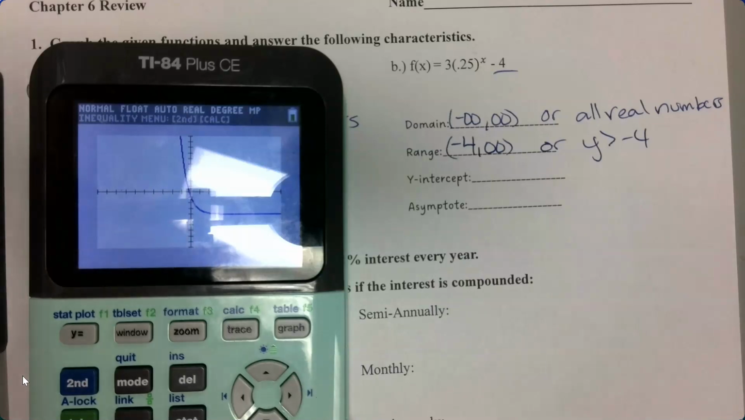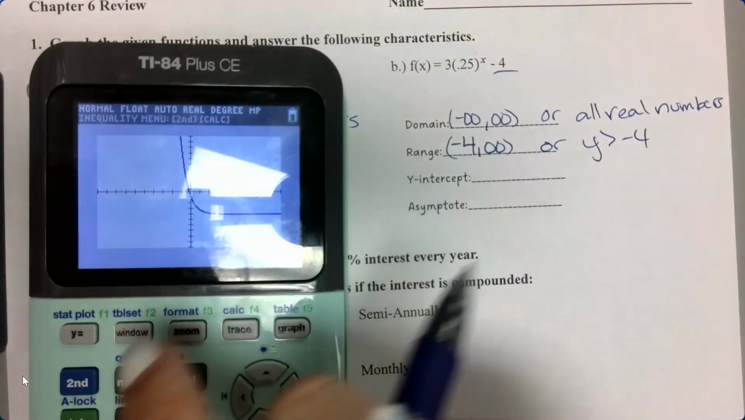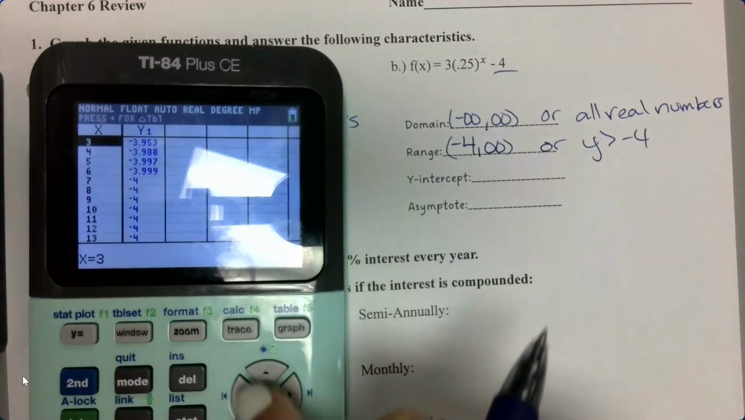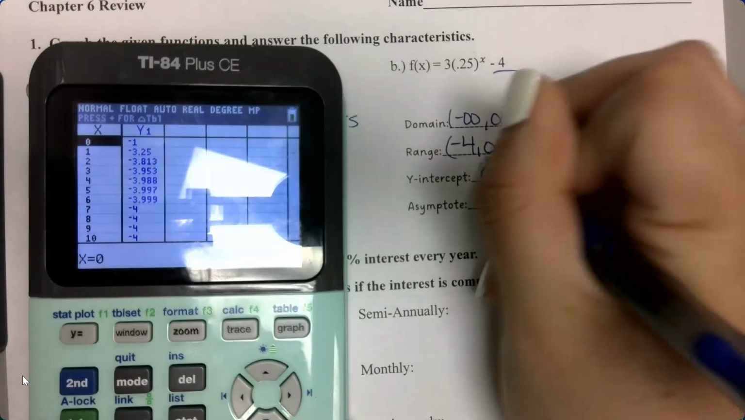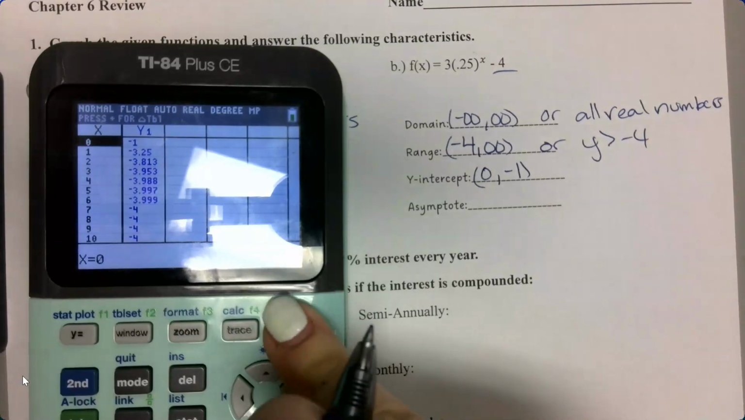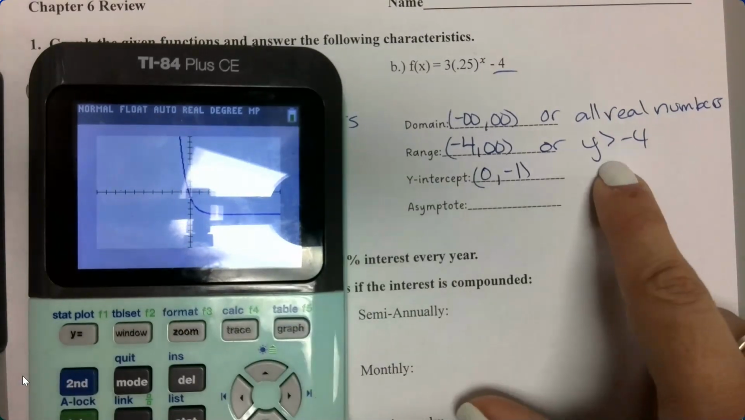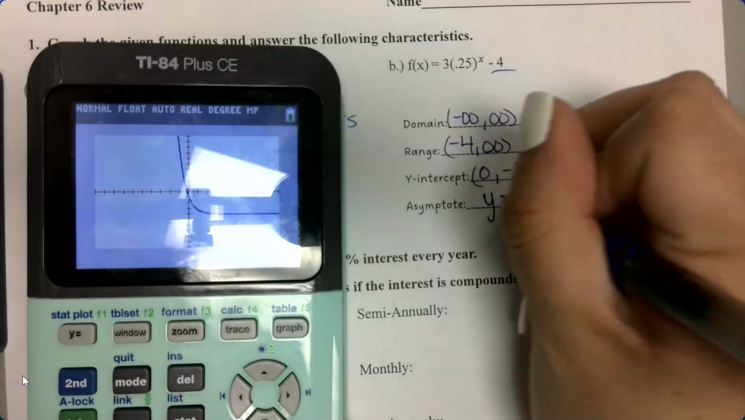My y-intercept is where it's crossing the y-axis. Here it looks like it's negative 1. I can go to second table and look at my x value of 0 to double check. So 0, negative 1. If I go back to my graph, my asymptote is the line it's avoiding. So this is y equals negative 4.